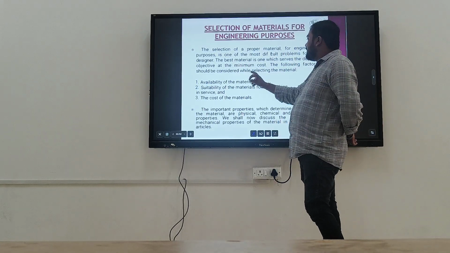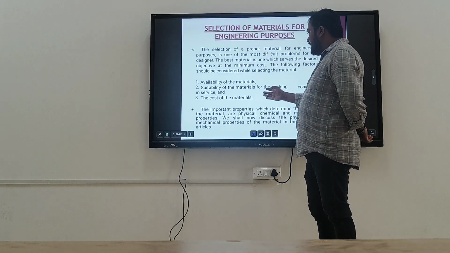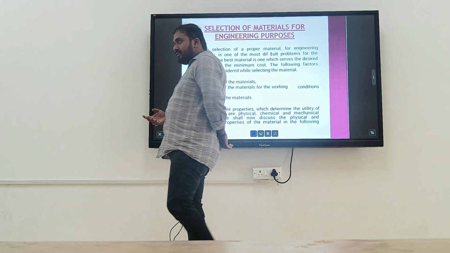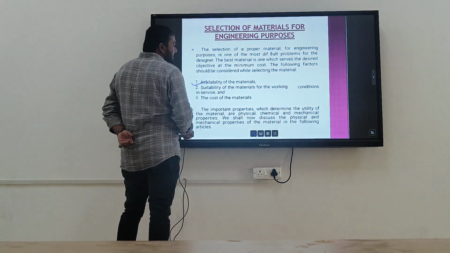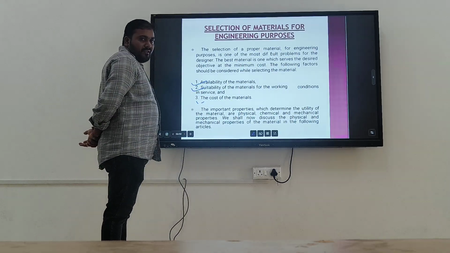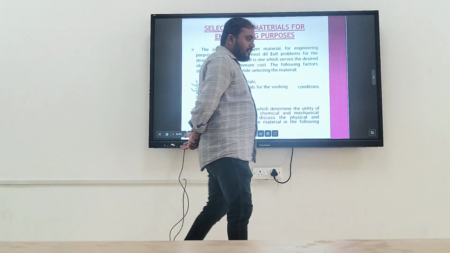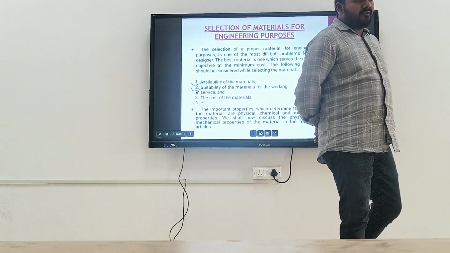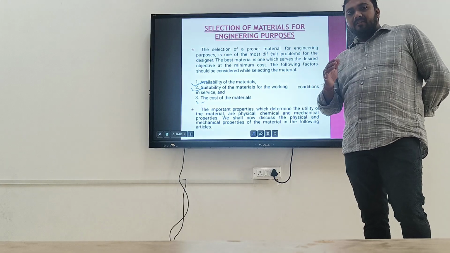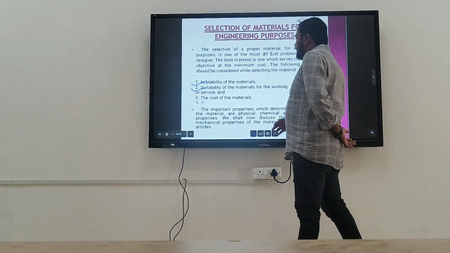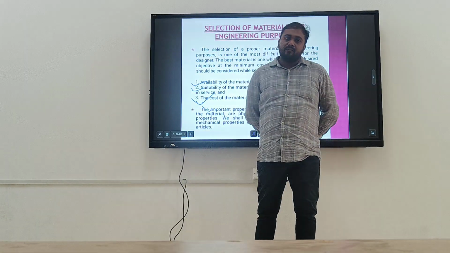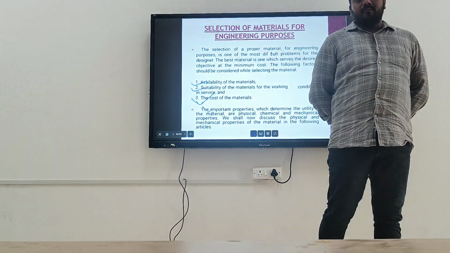The following factors should be considered in selecting the metals. The factors are mainly three: availability of the metals, whether the metal is available or not, should be checked. Suitability of the metals for the working condition in service. Metal suitability is the most important: in which weather condition the material is used, and whether it takes high temperature or low temperature. And the cost of the metal. If the cost of the metal is high, the production cost is high. If the cost of metal is low, the production cost is low.